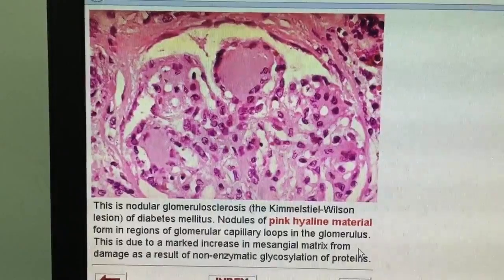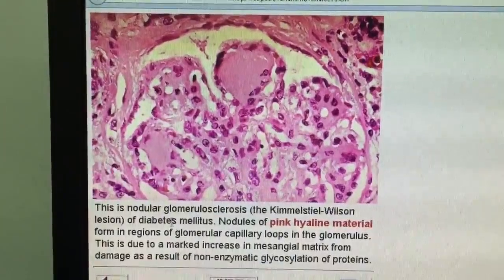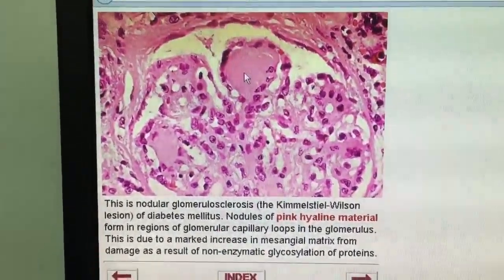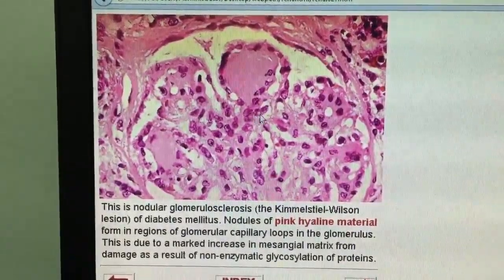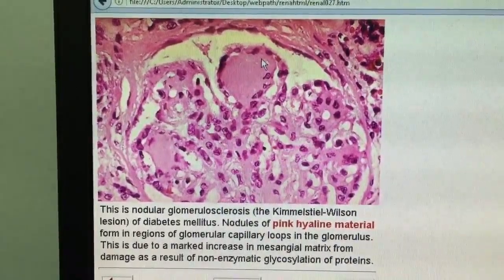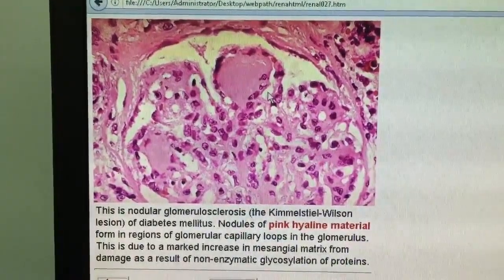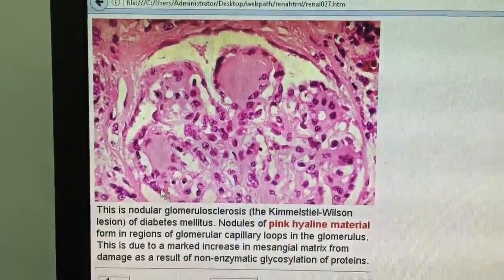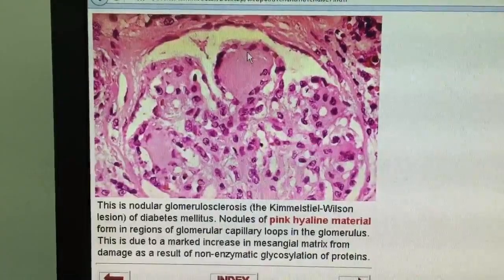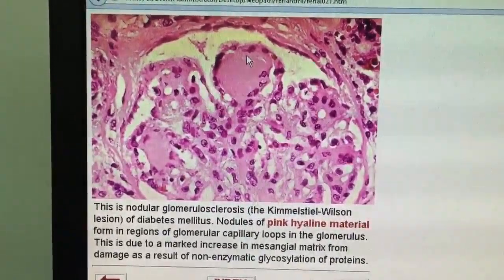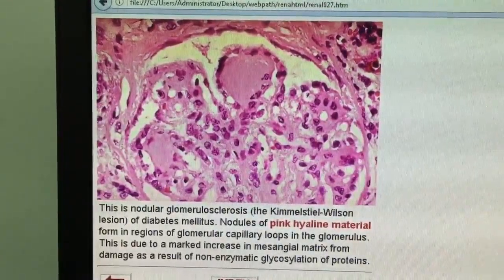Another example of injuries caused by diabetes mellitus to the glomeruli is nodular glomerulosclerosis, which is also known as Kimmelstiel-Wilson nodules. This is the KW nodule. It is homogeneous pink hyaline material deposited within a part of the glomerular tuft. The rest of the glomerular tuft is spared, just one part is involved. It occurs due to marked thickening of the basement membrane and deposition of glycosylation materials within the mesangial matrix.